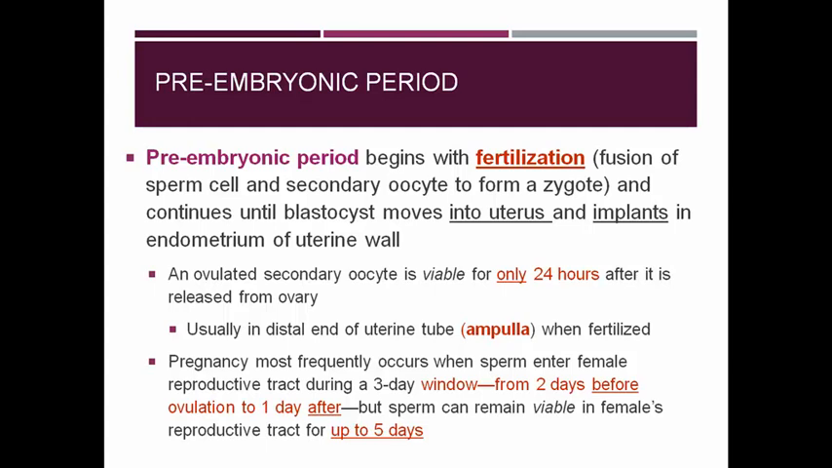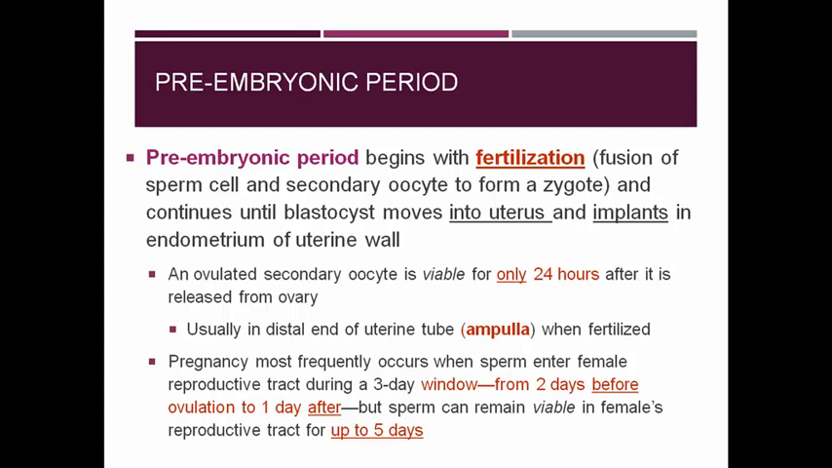The pre-embryonic period begins, we said, at fertilization. The egg and the sperm unite, so the secondary oocyte and the primary sperm cell that fertilize the egg form the zygote. We know that the blastocyst is what moves into the uterus. It's what implants in the endometrial wall of the uterus. Prior to that, you had the blastomere, which was a couple of hours where cleavage had happened, and you have multiple cells that are present.